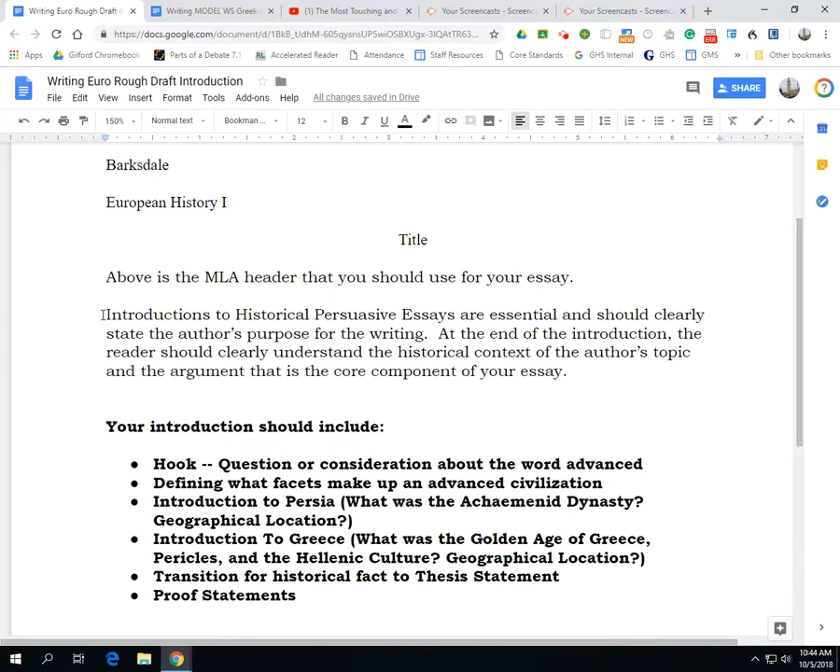So the first statement that we'll read is, introductions to historical persuasive essays are essential and should clearly state the author's purpose for the writing. At the end of the introduction, the reader should clearly understand the historical context of the author's topic and the argument that is the core component of your essay. The thesis, when we write an introduction, does not go at the beginning. The thesis, the heart and soul and brain of your paper, actually does not appear until towards the end of your introduction. And that's something that often baffles students.